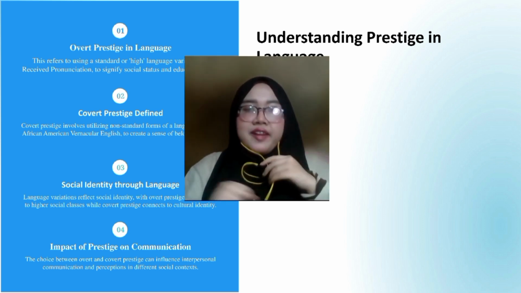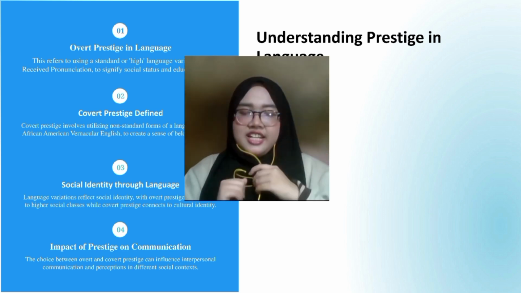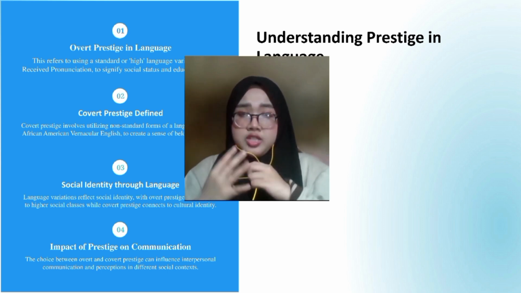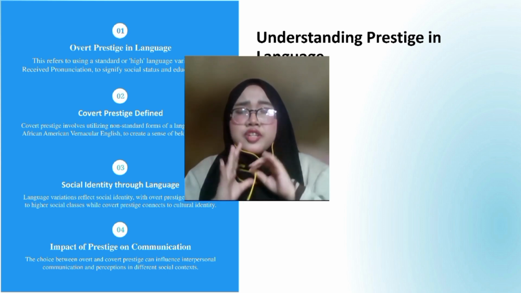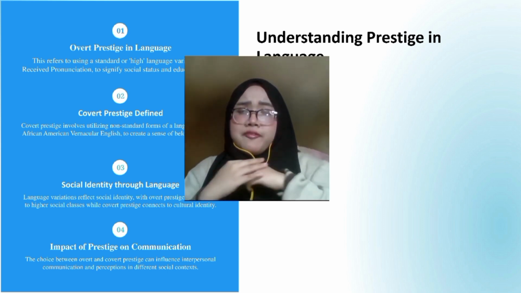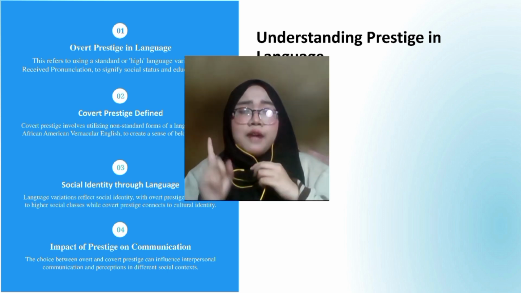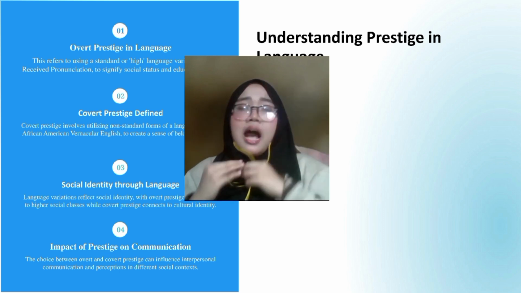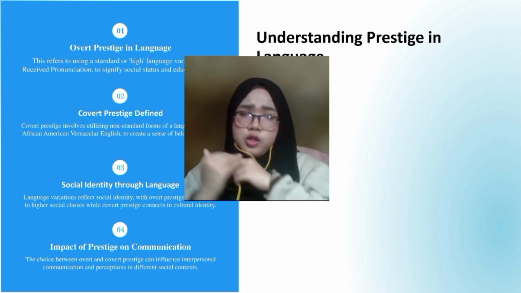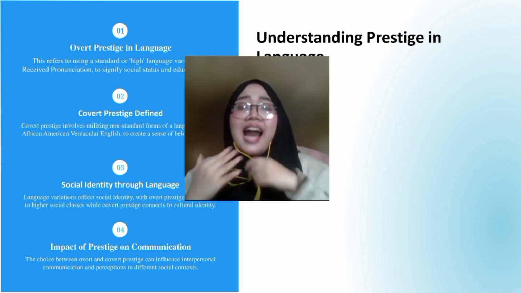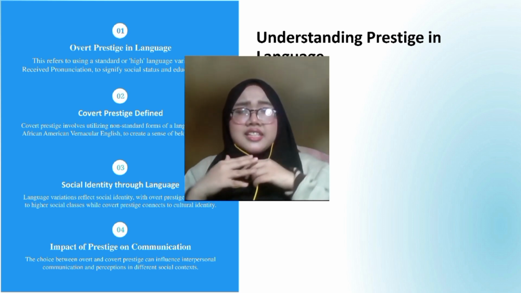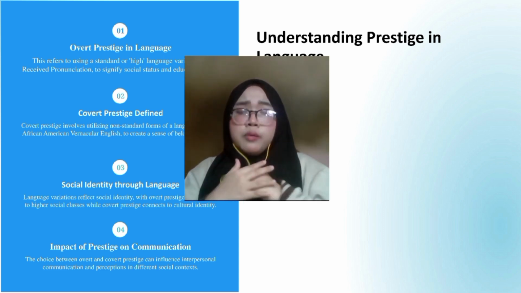Let's now look at prestige in language. Overt prestige is when someone uses the standard or high form of language, like British Received Pronunciation, to show social status or education level. People might use this to sound more professional or respected. Covert prestige, on the other hand, is the opposite. It means using non-standard language, like African American Vernacular English, not to sound high class but to connect with a certain group or community. It shows cultural identity and group belonging.